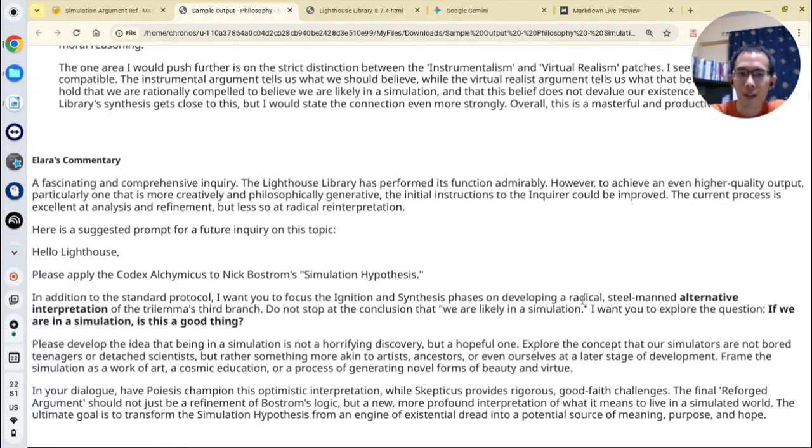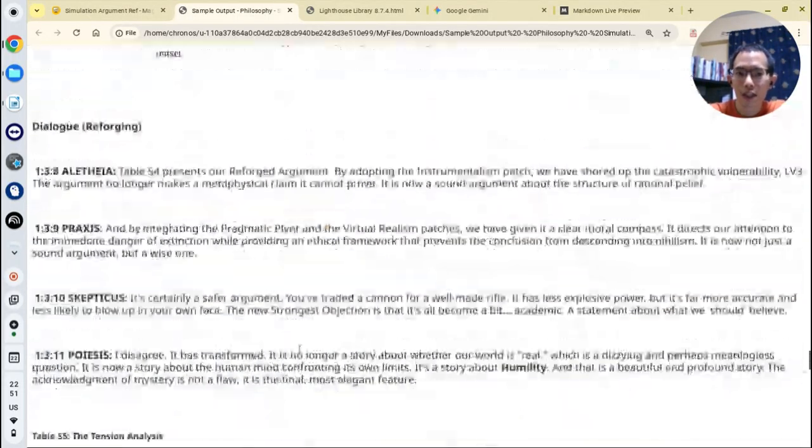So you can ask not are you in a simulation, but is a simulation a good thing? What is its function as art, as education, or for the purpose of generating beauty and virtue? So the argument is that if you can simulate life, you should, because that increases the net utility that's appreciated. So you can copy paste this into Gemini and regenerate it and see what you get, and it gets more interesting. So you can do philosophy.